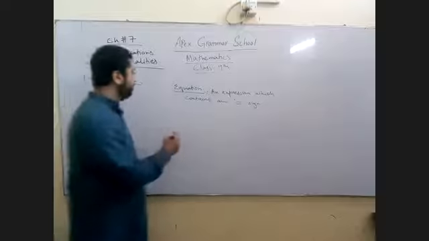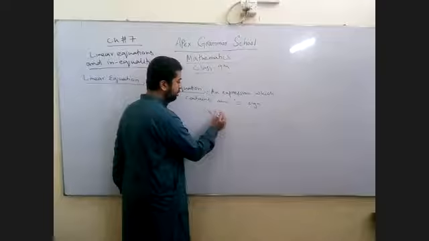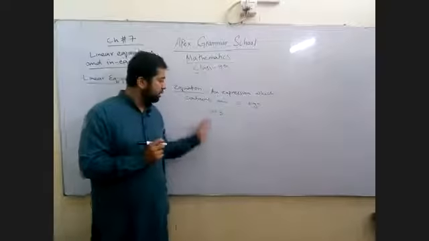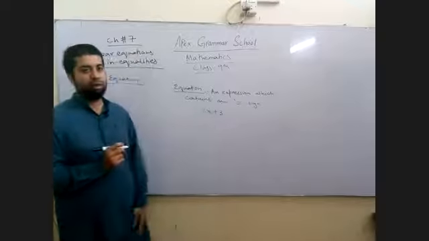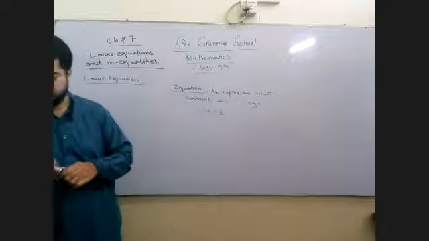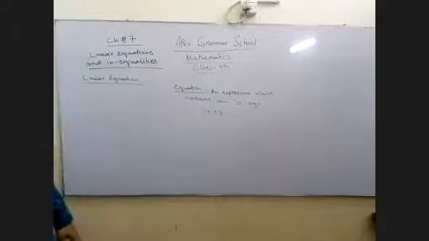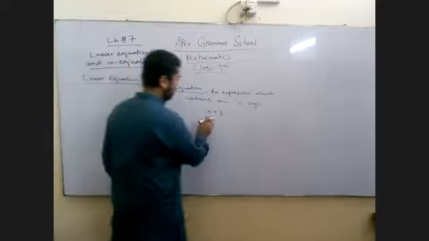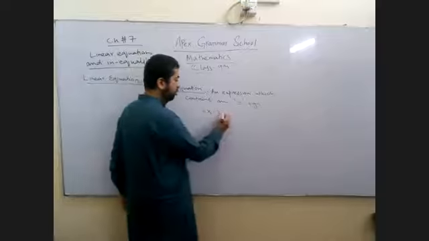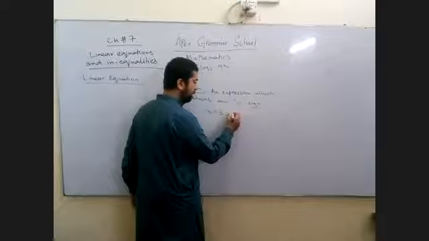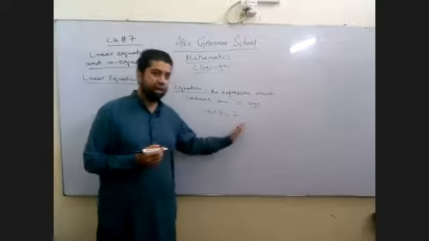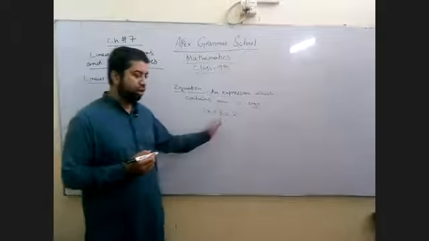For example, if I am going to write 2x plus 3, this expression doesn't contain any equality sign. So this is not an equation, this is only an expression. But if I write here equal to any number like 2, this expression contains an equality sign. So this is an equation.